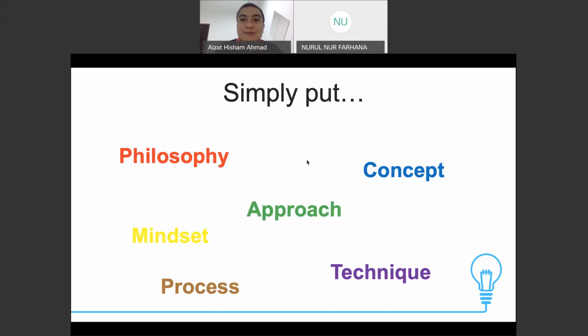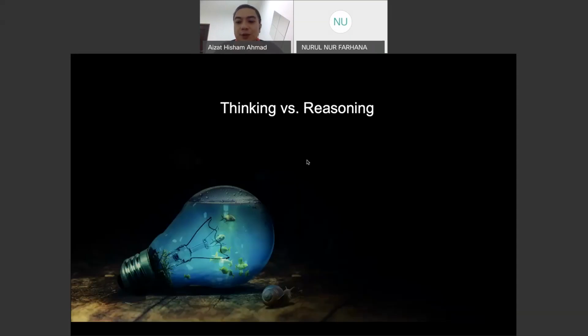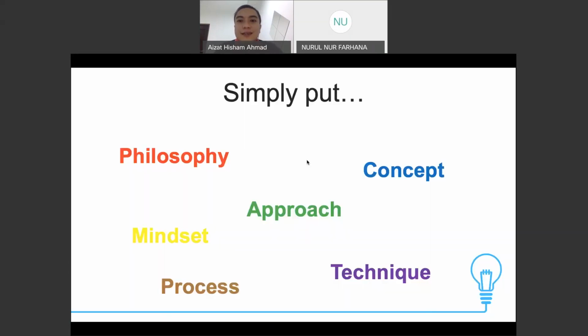And finally, of course, it's an approach. So you see, there are a few things here that you are looking at. Simply put, these are the words that describe what design thinking is about. So remember: philosophy, concept, approach, mindset, technique, and process. These are what design thinking is about.